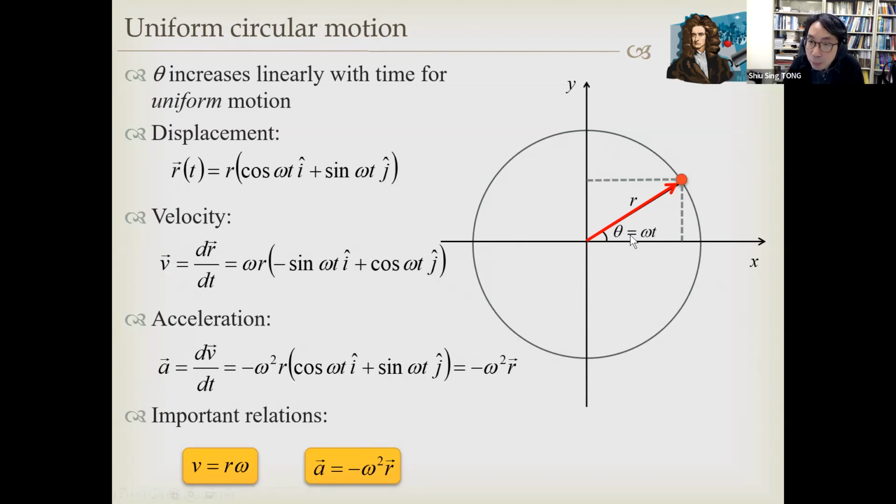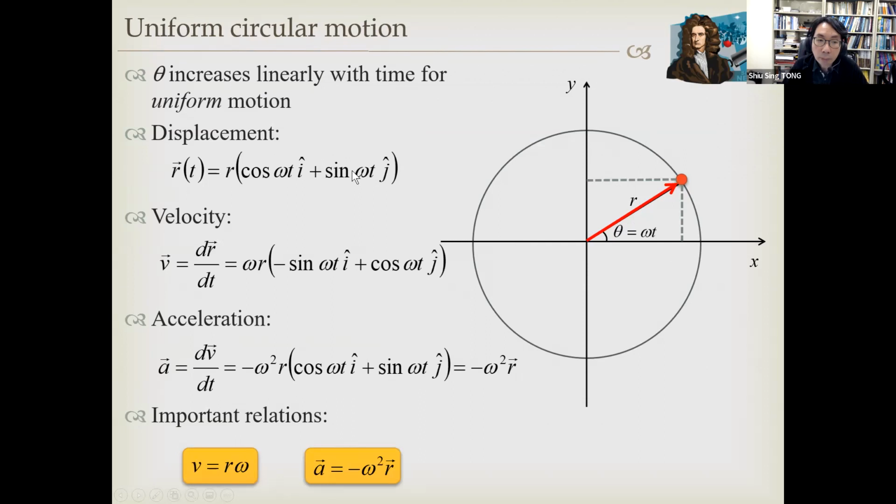And in terms of this angle theta or omega t, I can write the position vector in terms of the i and j components. The x component, or the i component, is r cosine theta, or r cosine omega t, which is this line, right? Sorry. And the y component is r sine theta, which is the vertical line here, or r sine omega t.